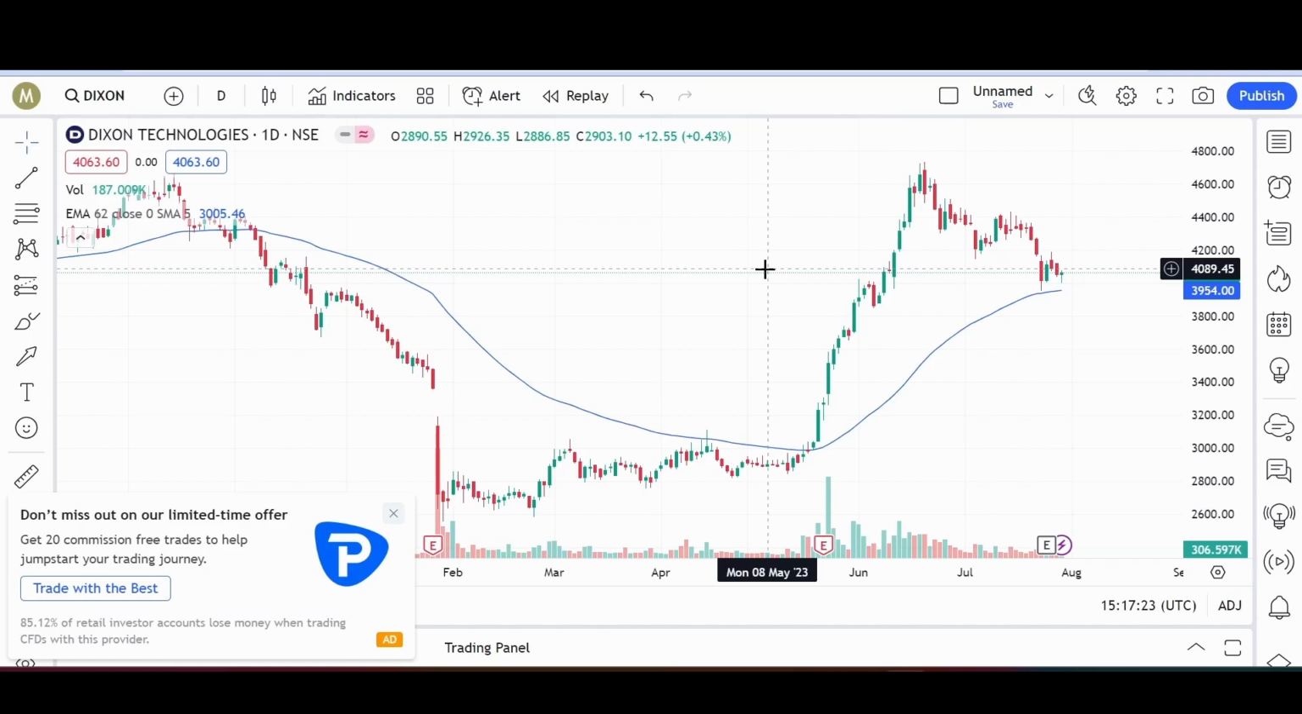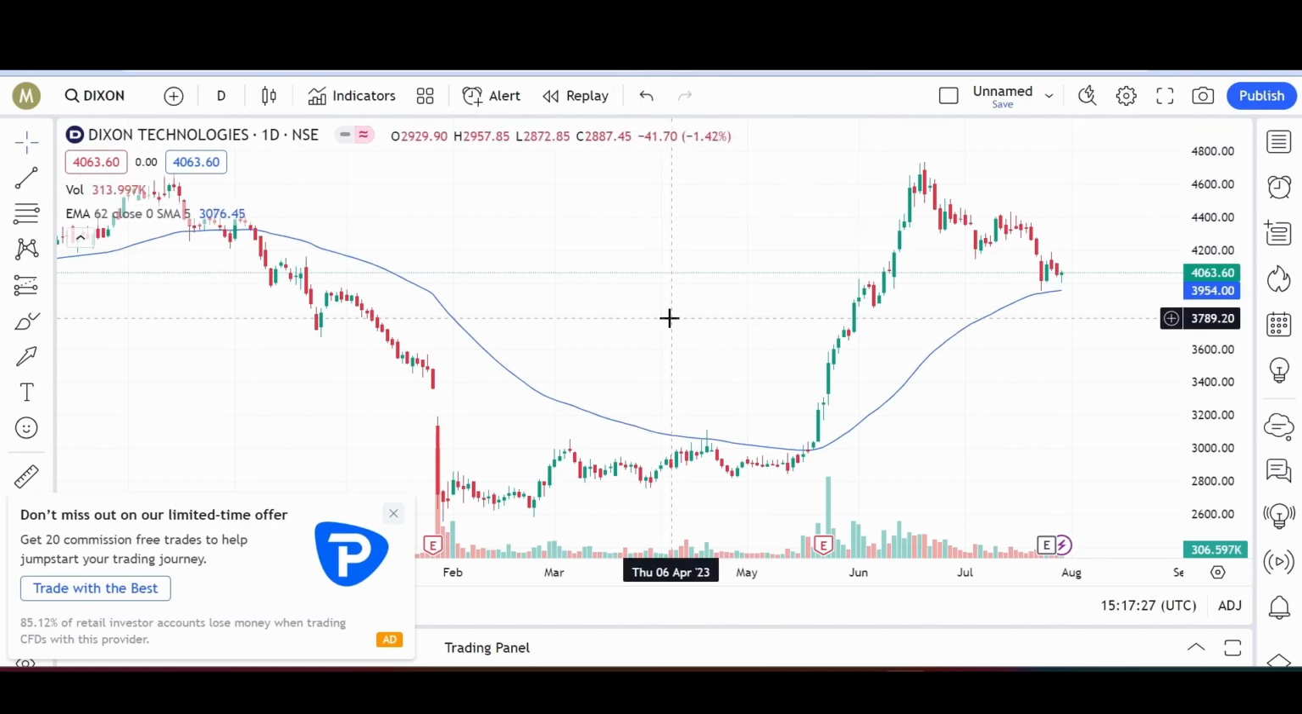So we need to see all the other stocks which are above the 62 moving average, and then we can take the trading decision. Let's see some of the case studies that happened before. One of the best stocks that happened to me is Apar Industries.